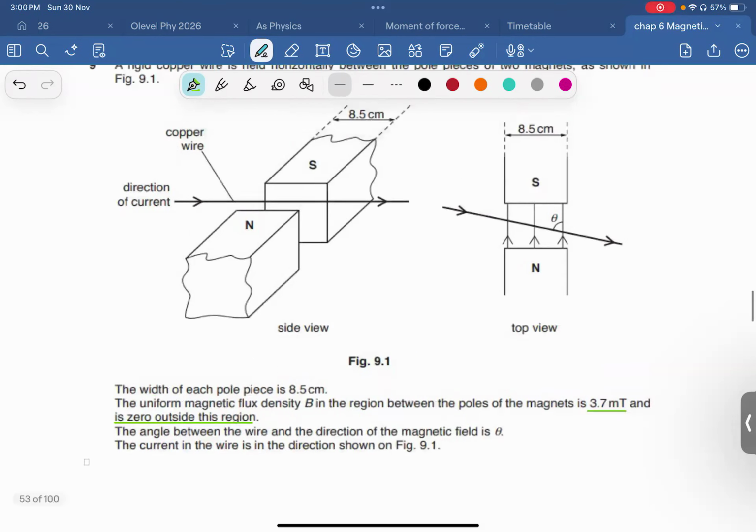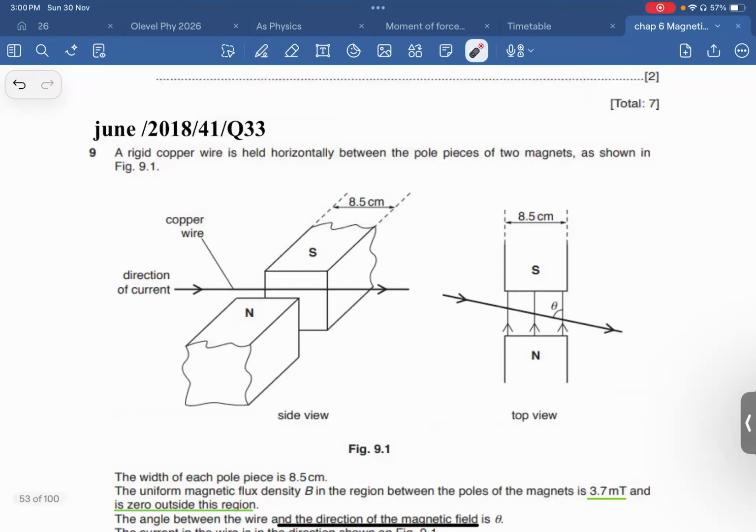Okay, good. By the way, the current is moving in this direction as shown, and there's a magnetic field in this direction. If you use Fleming's left hand rule, the force is upward, right? That is one thing. The other thing is the width of the magnet is 8.5 centimeters, so only this portion of the wire is going to experience the force, right?